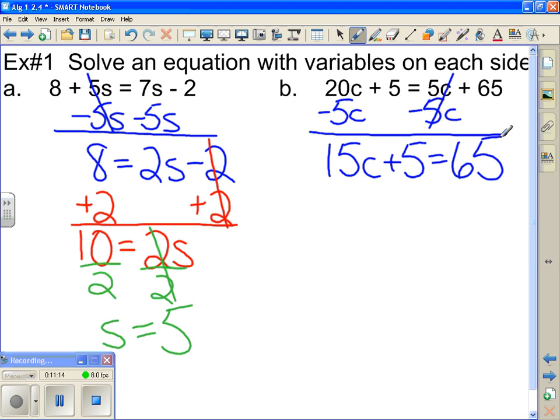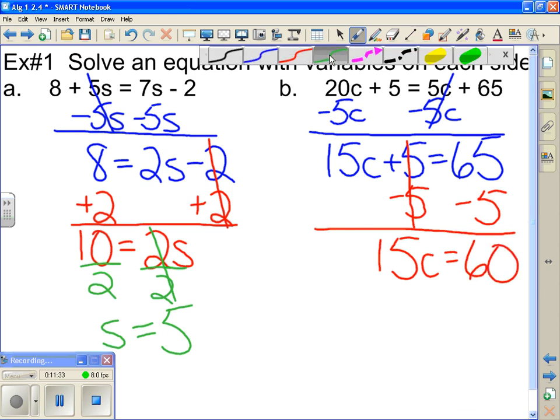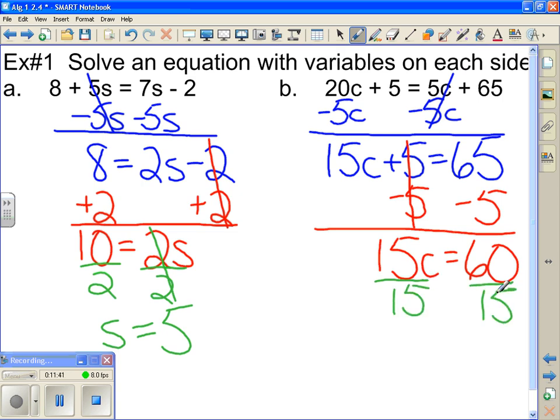All right, the next step, good. Subtract 5 from both sides. That's the constant. 15C will be 65 minus 5, which is 60. And the final step, good. Divide by 15. And what does the answer equal? Excellent. 4.